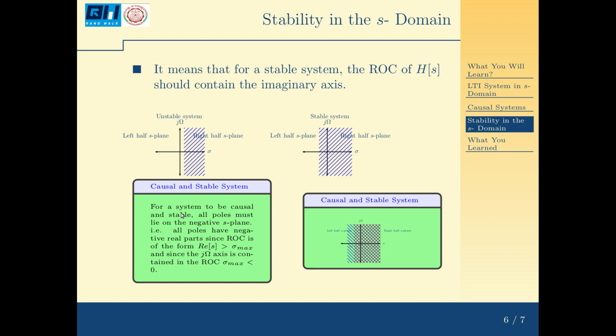Now, if a system is causal and stable, then all poles must lie in the negative s plane. That is, all poles have negative real parts. Since the ROC is of the form real part of s greater than sigma max, and the j omega axis is contained in the ROC, if it is both causal and stable, then all poles must lie in the negative s plane. It is from the poles that your ROC starts, and the ROC should contain the imaginary axis. So if it is a causal and stable system, then all poles of H(s) should lie on the negative half of the s plane.